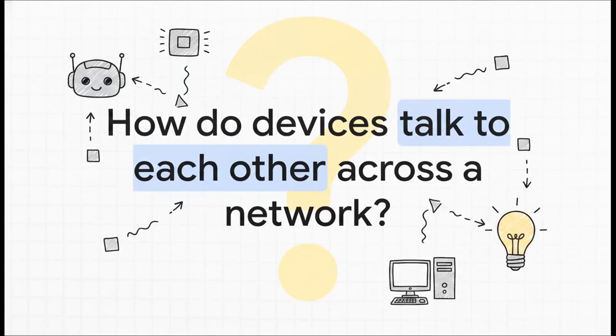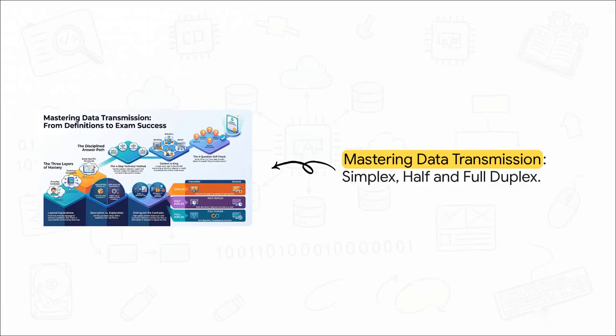But wait, before we move on, I want to throw a quick question your way, just to get you thinking. Once we have all these smart devices, the sensors, the computers, the robotics, how do they actually talk to each other across a network? What are the actual mechanics of data movement that are happening invisibly all around us every single day? Well, it comes down to 3 distinct modes of data transmission.